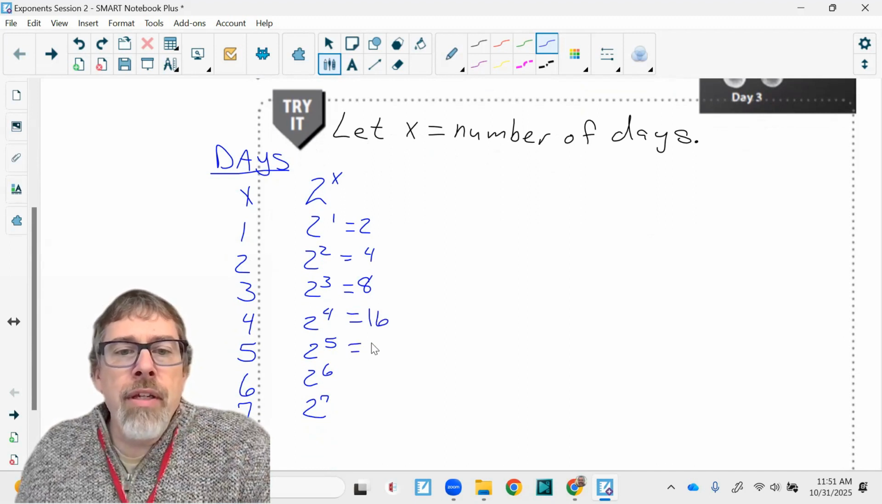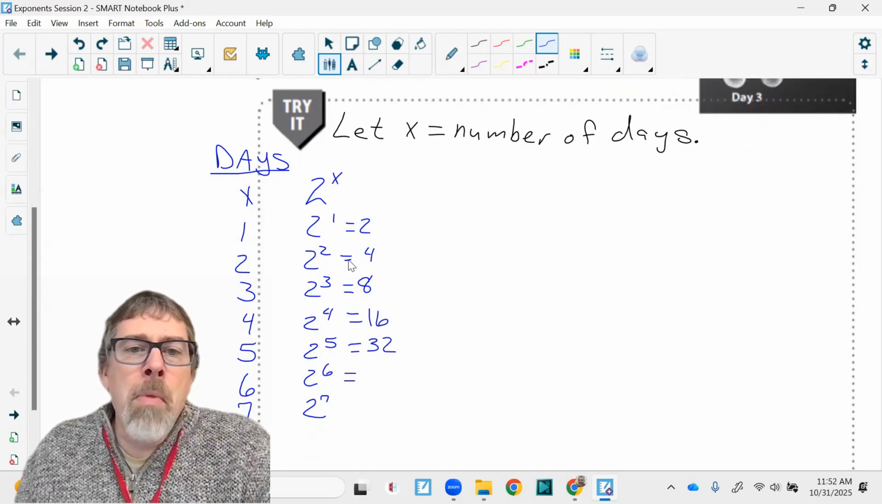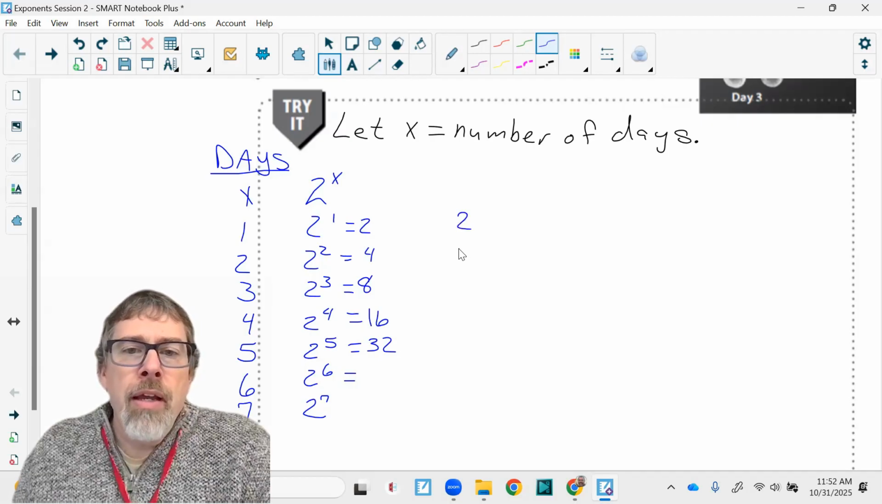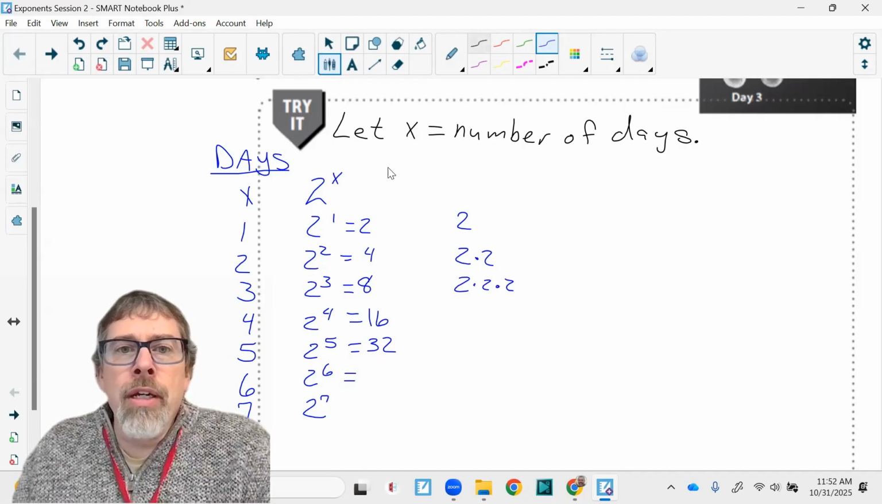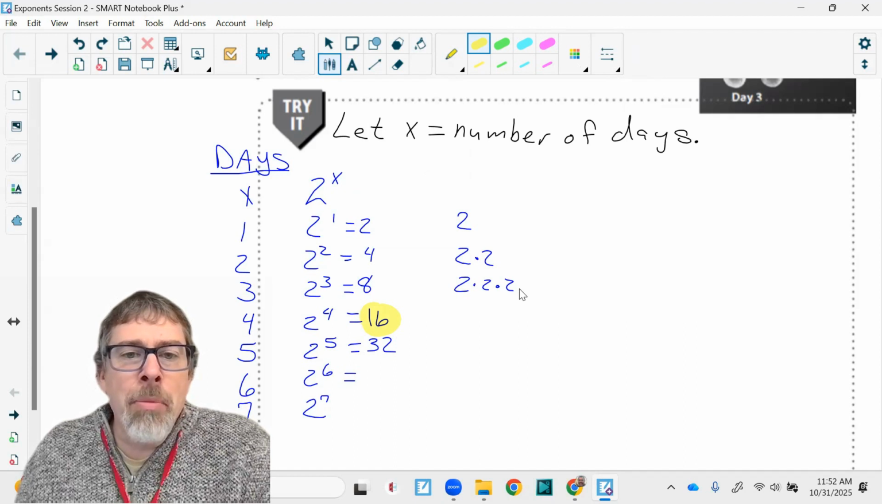And 2 to the fifth is 32. And 2 to the sixth is, so really what we're doing is we're just multiplying. Okay. So 2 to the 1 is just 2. And 2 squared is 2 times 2. And 2 cubed is 2 times 2 times 2. So all we have to really do is, once we see a pattern in math, multiply by 2 and you're going to get the next number, because we're just adding another multiple of 2.